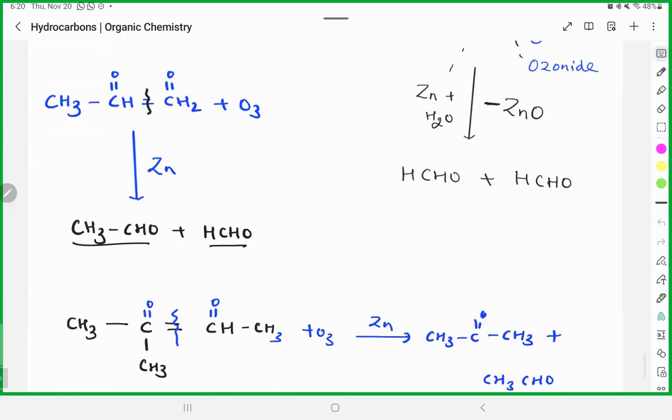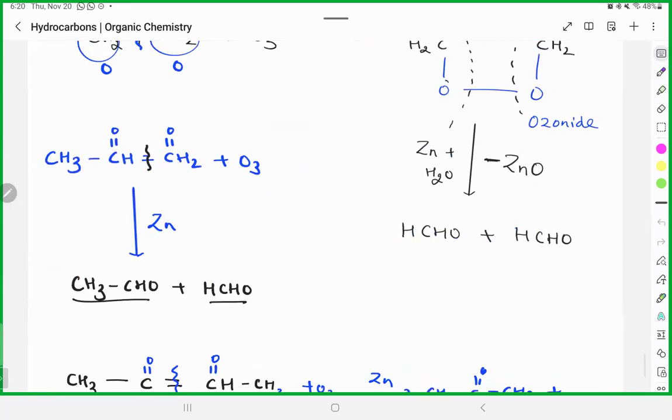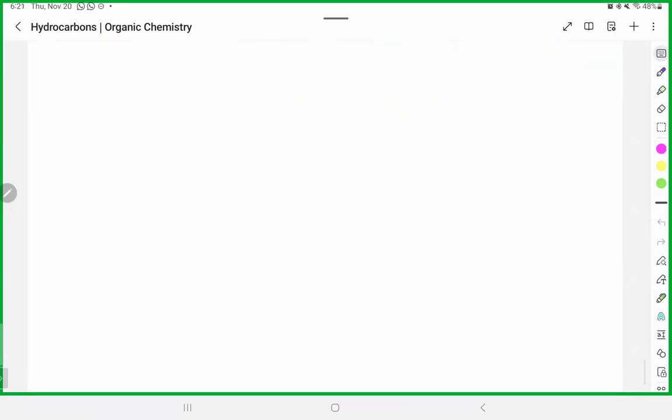Ozonolysis we did. I think the last topic was ozonolysis. Correct? What is left after ozonolysis? We did ozonolysis, I guess. So next is alkyne.